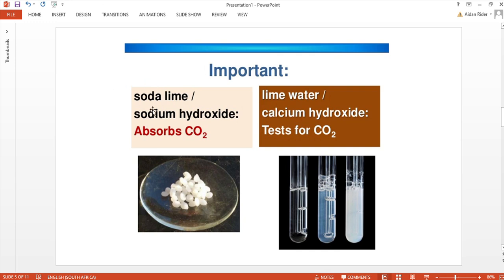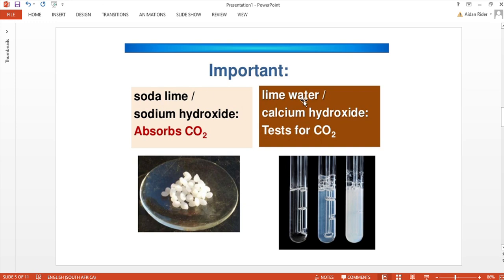So the soda lime is actually sodium hydroxide, and this is a pretty picture of what it looks like in pellets. It absorbs carbon dioxide. So if this is mentioned within the experiment, know that it's supposed to react with carbon dioxide, meaning it absorbs the carbon dioxide, so it kind of vanishes from the experiment. As soon as soda lime is there, it absorbs the carbon dioxide.